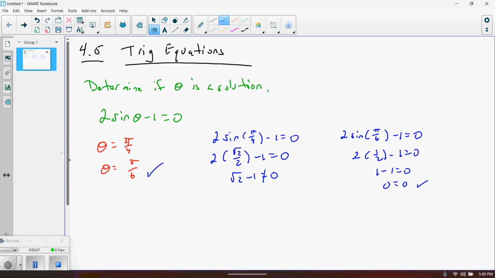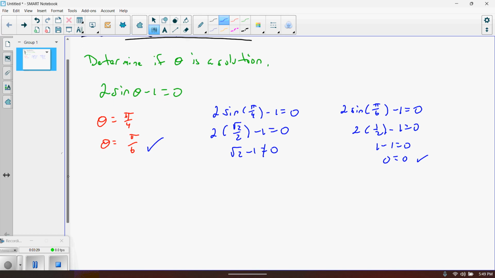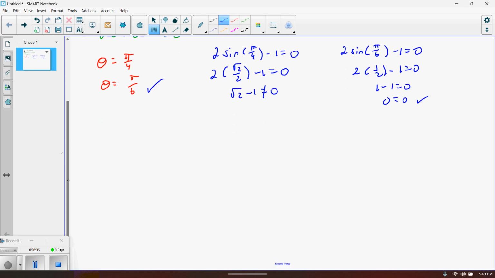All right, so that's if you just have to determine whether theta is a solution or check to see. That's not going to happen an awful lot, although that's good for the end of a problem to see whether you actually have a solution based upon what you solve for. It's a good idea always to go back and check.